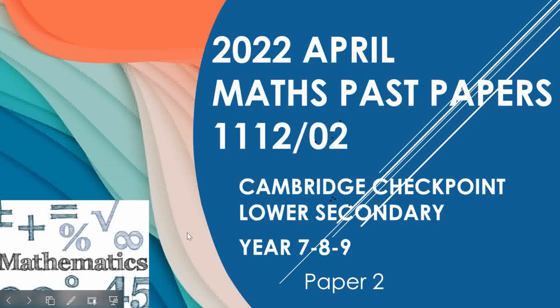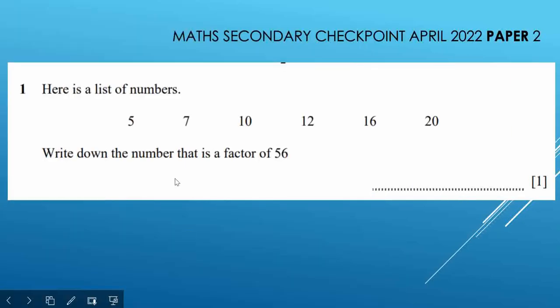Alright, let's get started from question number 1. Question 1, here's a list of numbers: 5, 7, 10, 12, 16, 20. Write down the number that is a factor of 56. So the timer starts from now, 10 seconds.